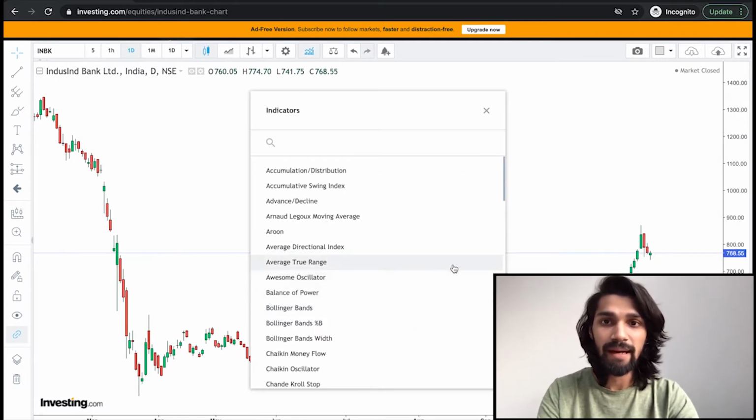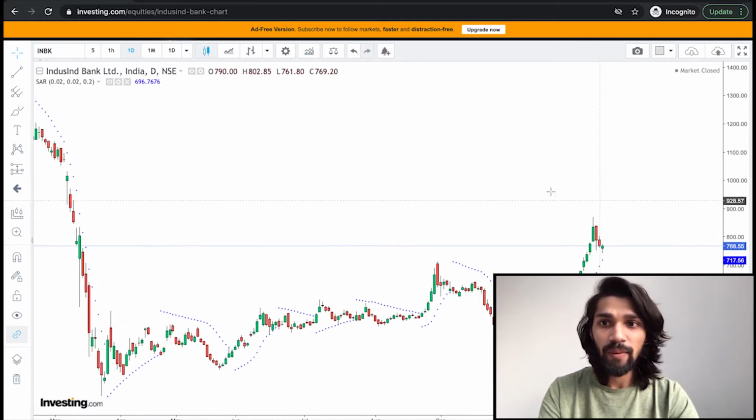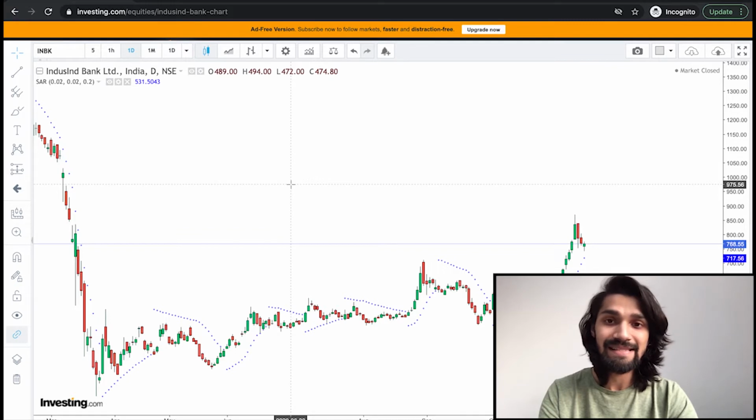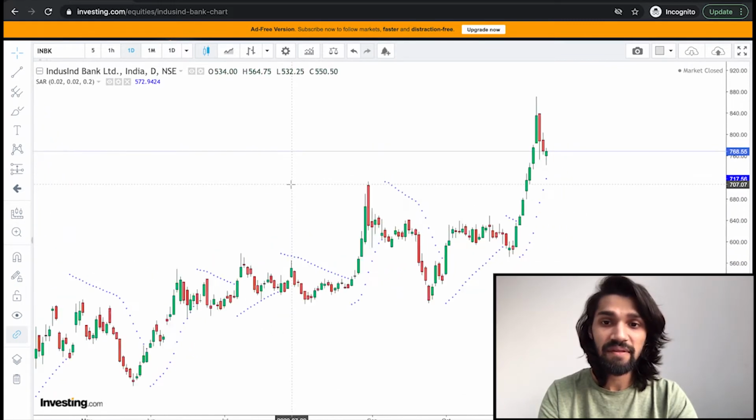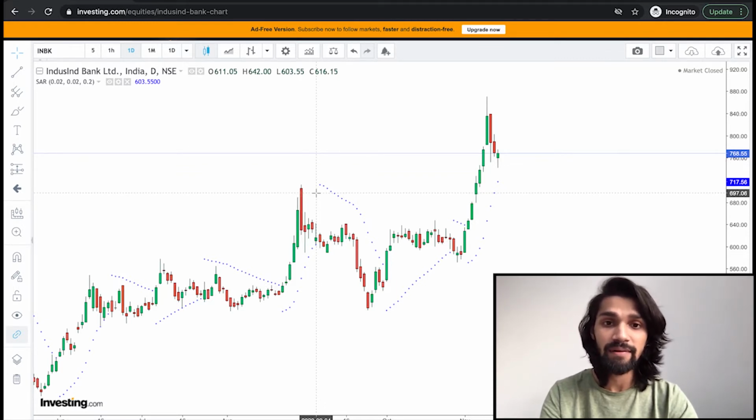It's called the Parabolic SAR. Parabolic SAR, wherein SAR stands for stop and reverse. So this gives you buy and sell signals, right? If the dot is below the candles, it means it's a buy signal and you can buy the trade. And if the dot is above the candle, it means it's a sell signal and you sell the trade.